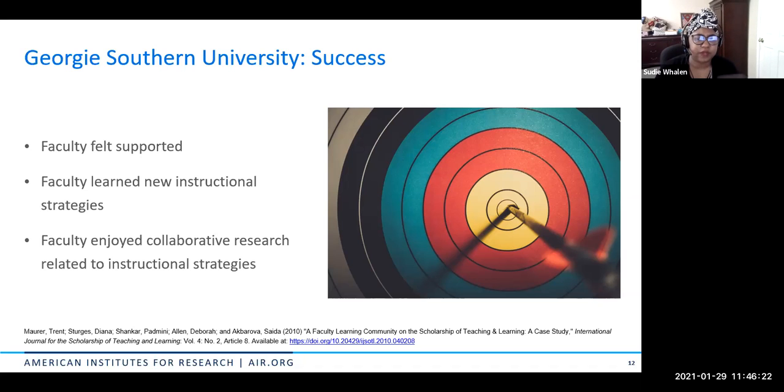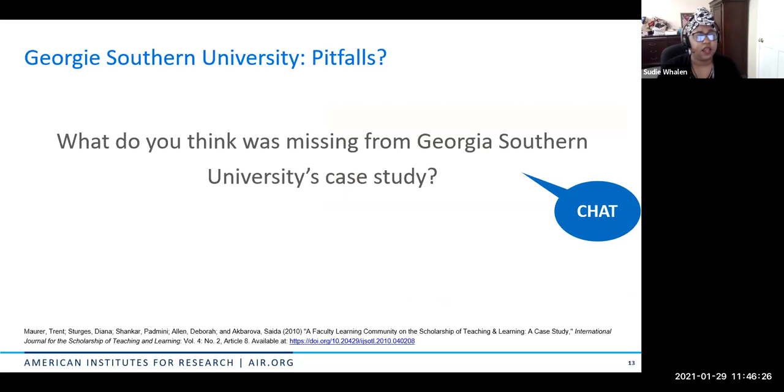So when learning the information, I do want to tell you this case study is only about 3 pages long. It's not that long. What do you think was missing from Georgia Southern University's case study? With what you know about faculty learning communities, they're supposed to be centered on students, based on data. The 3 big ideas is a focus on learning, focus on collaboration, and focus on results. So the 3 big ideas for faculty learning communities. What do you think may have been missing from Georgia Southern's University?